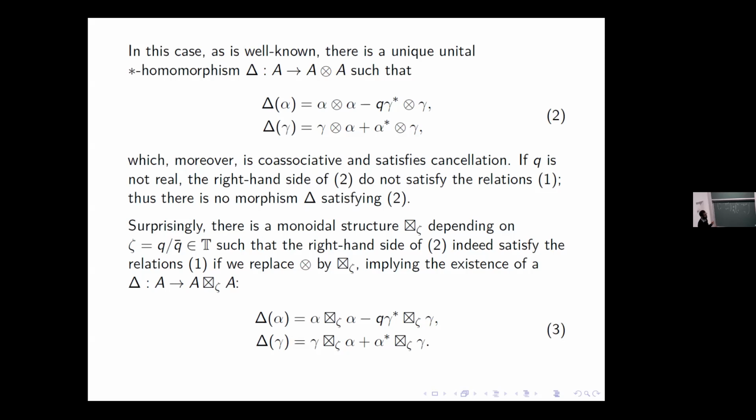So you have a new monoidal structure on the category of C-star algebras, and it can be shown that the pair (A, delta) satisfies the axioms for a CQG, a compact quantum group, if you replace the tensor product with the box times sub zeta.